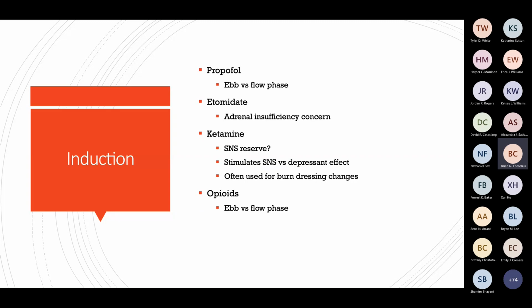So from an intubation standpoint, propofol may be okay. You just have to stop and look where they're at. If they're in that ebb phase, it's probably not a good choice. On the other hand, if they're in that flow phase where they're kind of hyperdynamic, propofol may be beneficial. Etomidate is probably not a good choice for these patients just because of the concern about adrenal insufficiency.